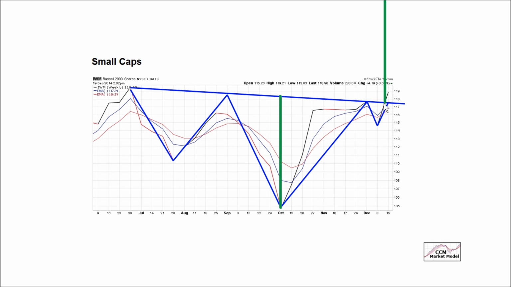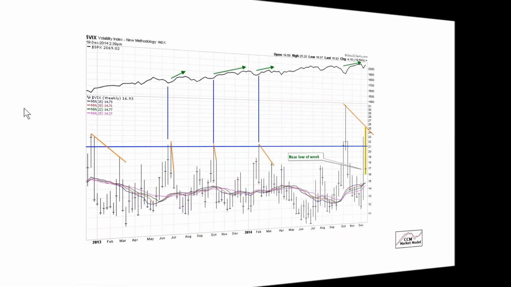It appears as if this may have already broken out if this is indeed our neckline. We'll keep an open mind. The odds of this pattern playing out will increase if we can take out this high that was made earlier in the year on a weekly closing basis on IWM small caps.